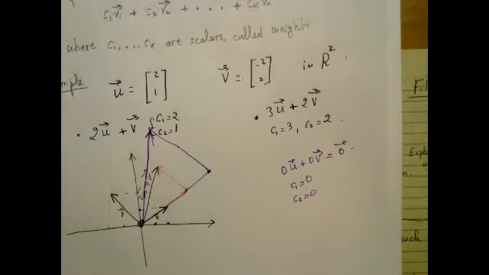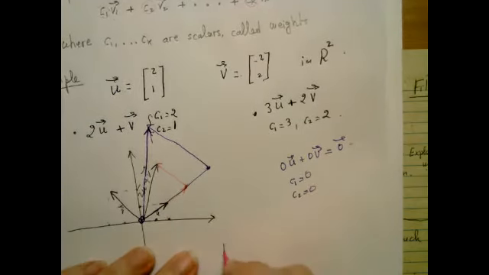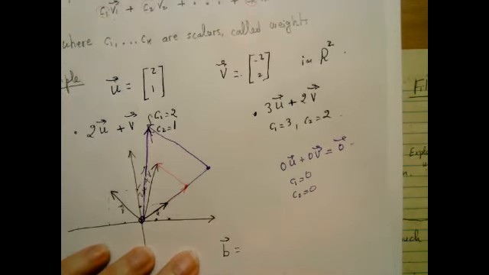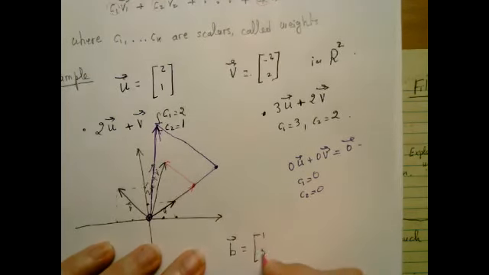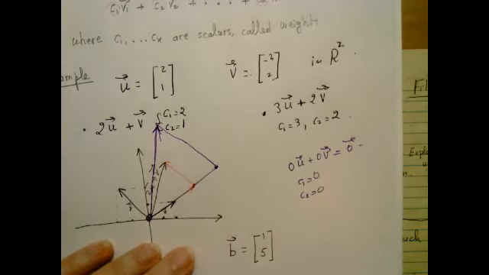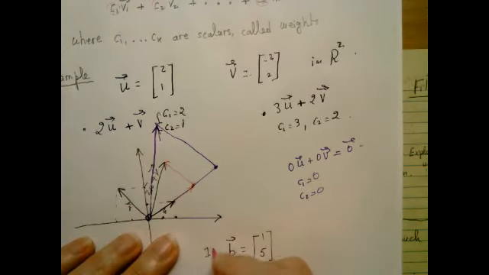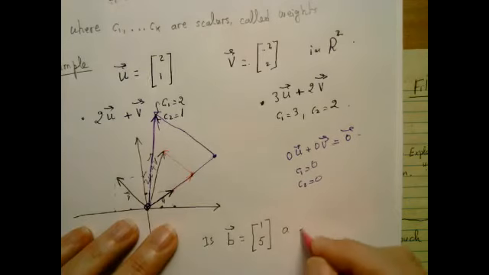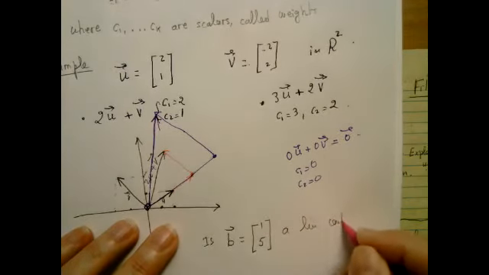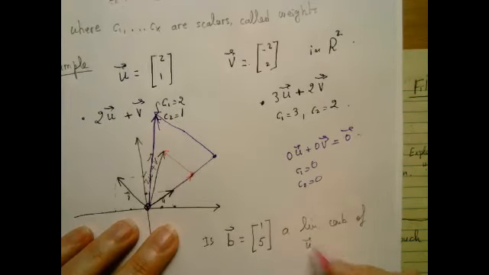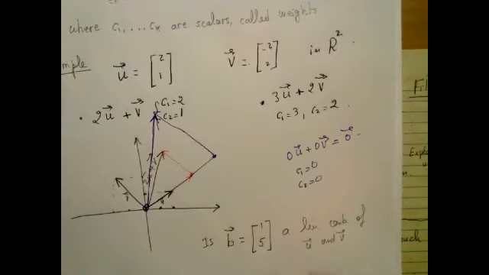All right? Now the second question is the following. Suppose I pick a vector, let me pick the vector 1, 5, any vector different from U and V. The question is, is B a linear combination of U and V? So I pick an arbitrary vector and I'm switching the question a little bit. Is this vector I created a linear combination? What do I mean by that?